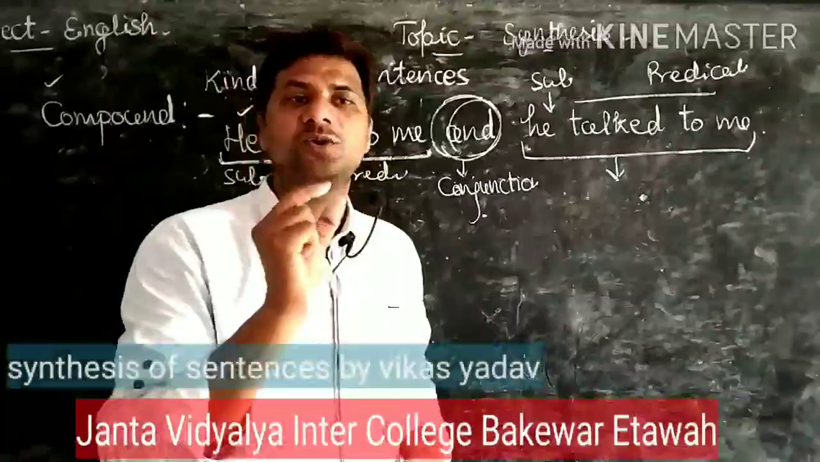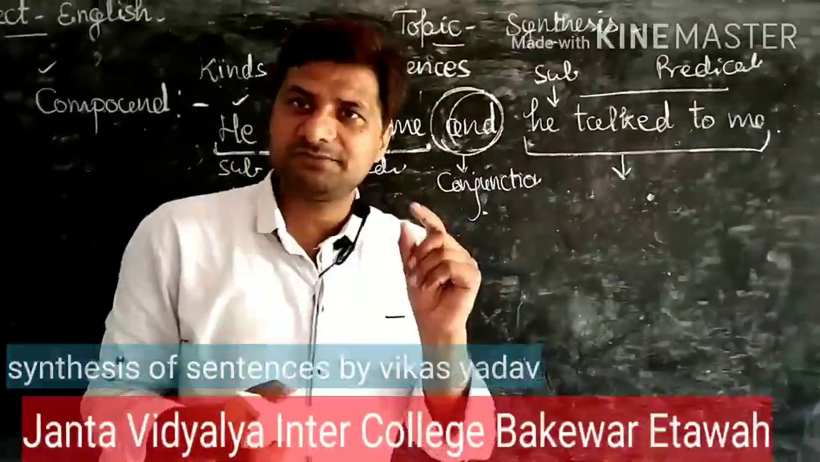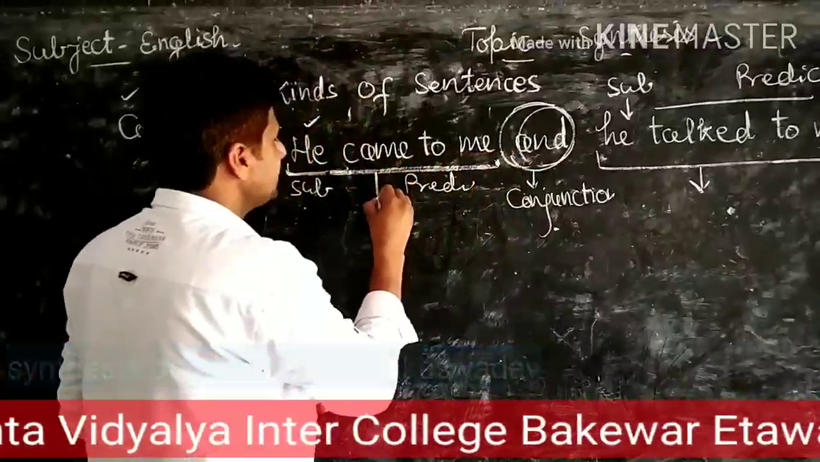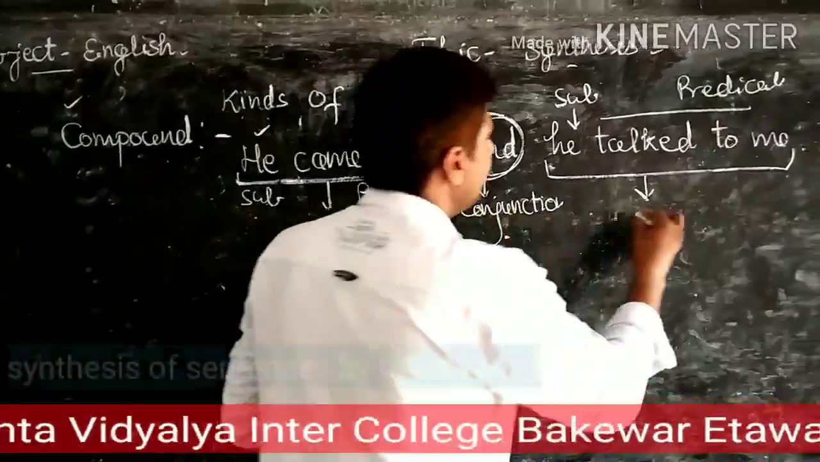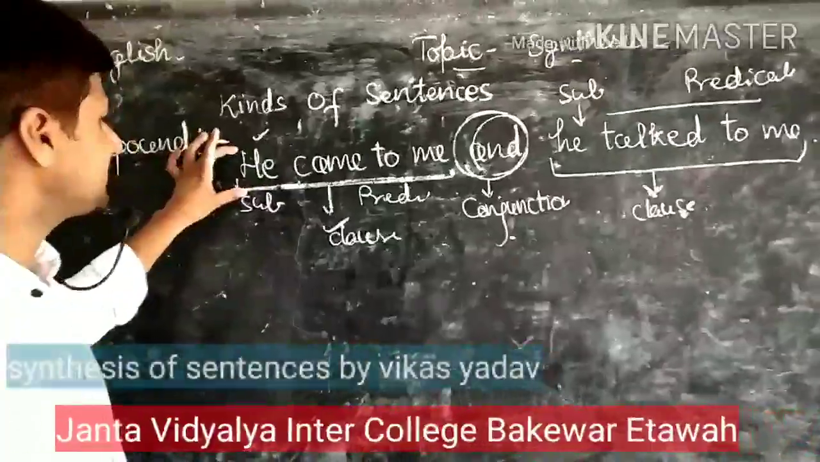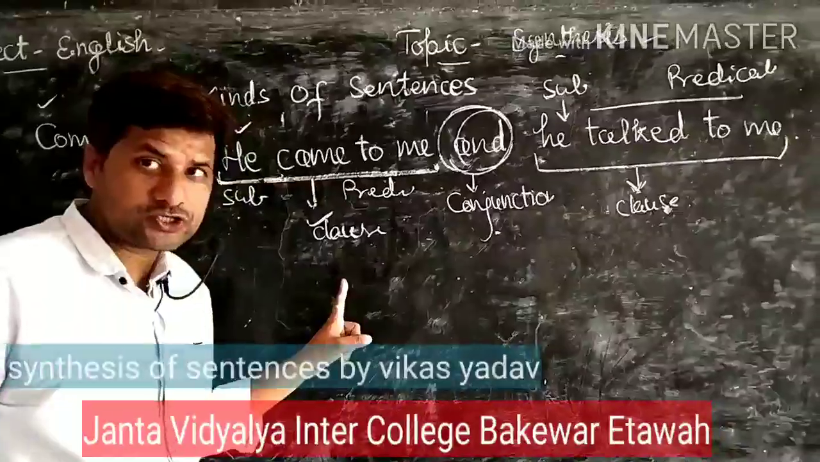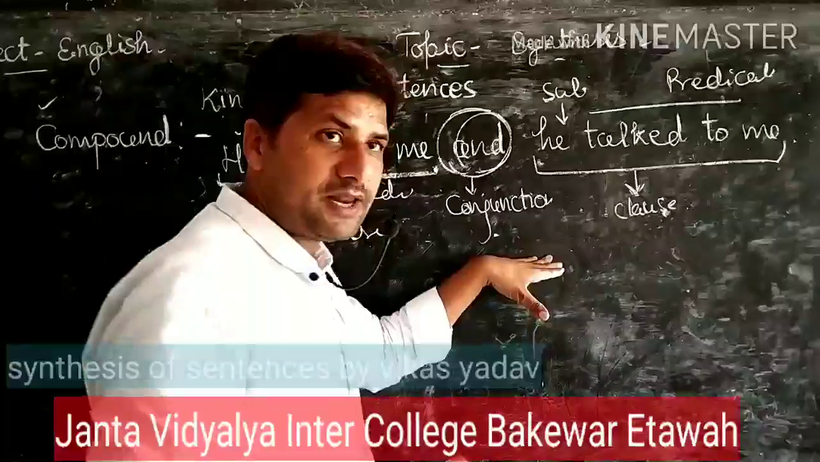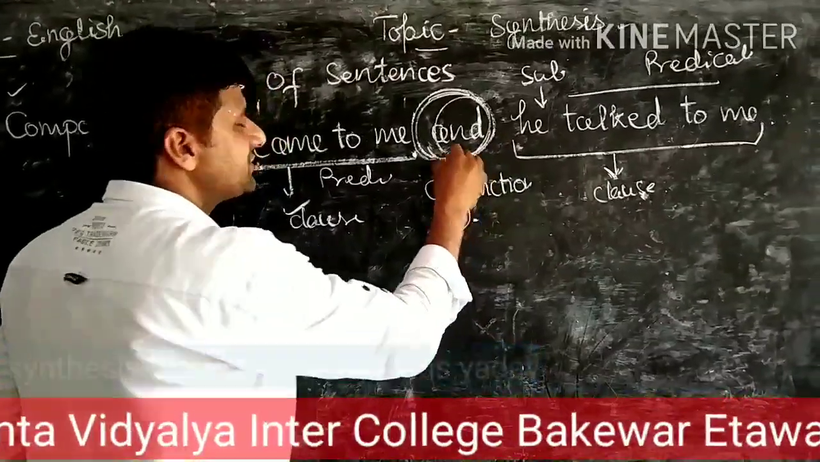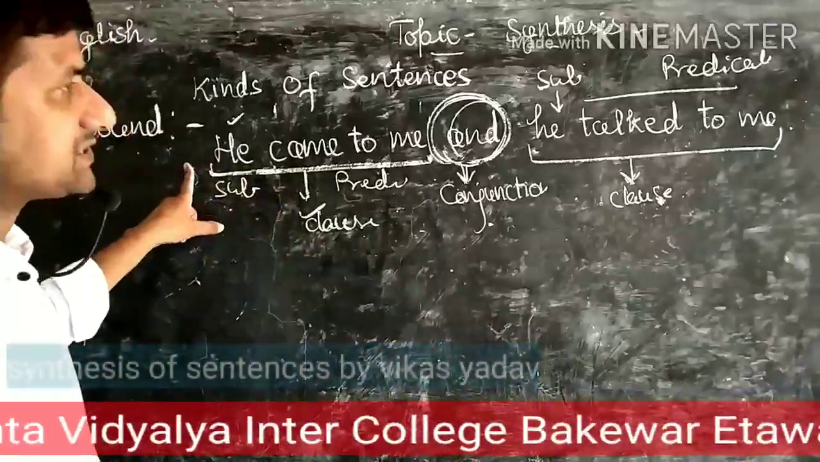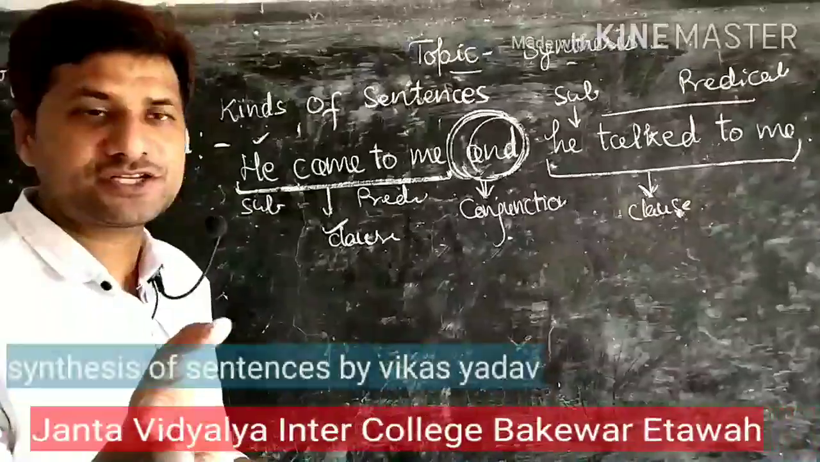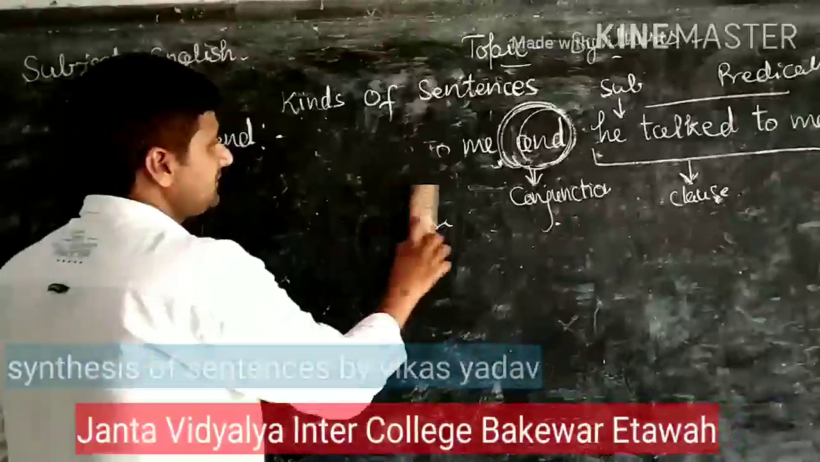A clause is a small group of words that contains a subject and a predicate. We can say that this portion of the sentence is a clause and this one is also a clause. So the sentence which has more than one clause is called complex or compound. If those clauses are connected by a coordinate conjunction, then the sentence becomes compound, and if the clauses are connected by a subordinate conjunction, then the sentence will become complex.